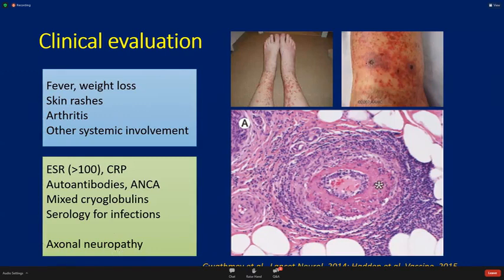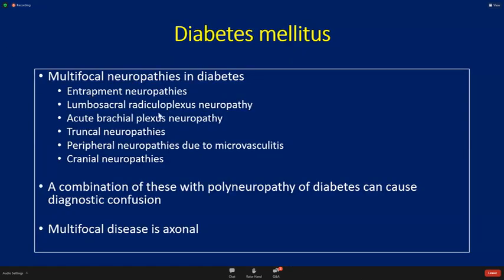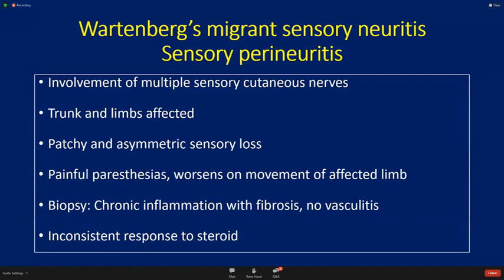It is usually an axonal neuropathy. For diabetes, it produces a lot of asymmetric neuropathies, like lumbosacral radiculoplexus neuropathy, brachial plexus neuropathy, truncal radiculopathies, and in addition, you may have entrapment neuropathies and peripheral neuropathies due to microvasculitis. And further confusing the picture, you may also have a diabetic polyneuropathy. So it is very essential in diabetes to examine and re-examine before labeling a patient as having an immunological neuropathy.